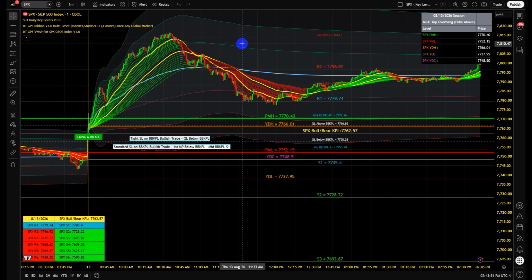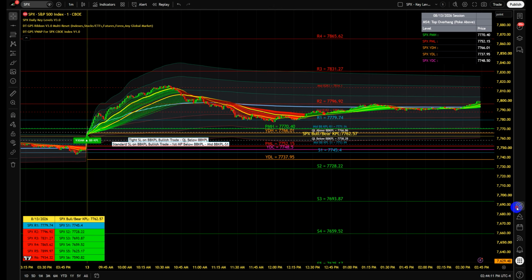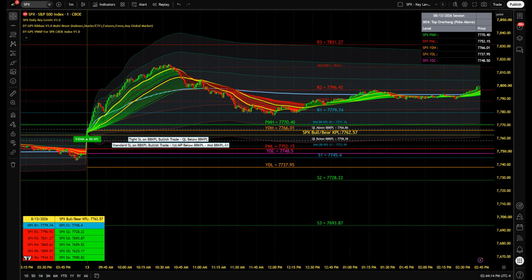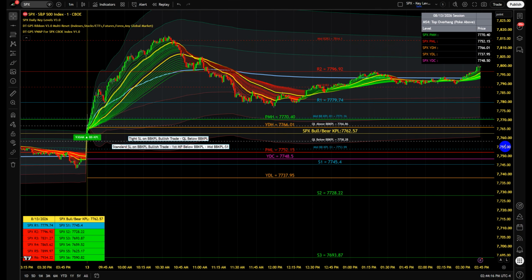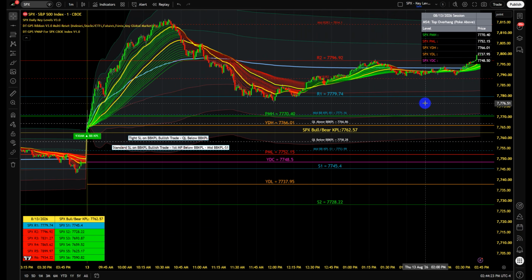Okay, so what you're going to get on your SPX CBOE chart is the main key levels, the SPX Bull Bear Key Price Level, which is the Bull Bear KPL. You're going to get your main R levels above, R1 through R6, and main levels below, S1 through S6. You can see all 6 levels here, but you can zoom in by left-clicking your mouse, holding onto the price axis, and zooming out to get a more granular view.